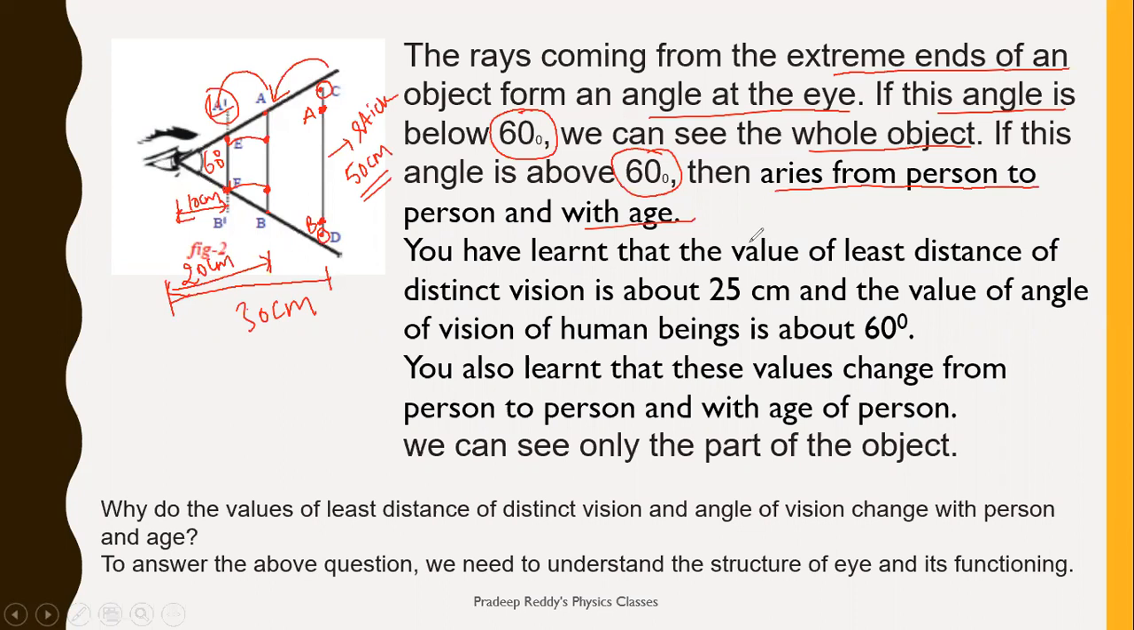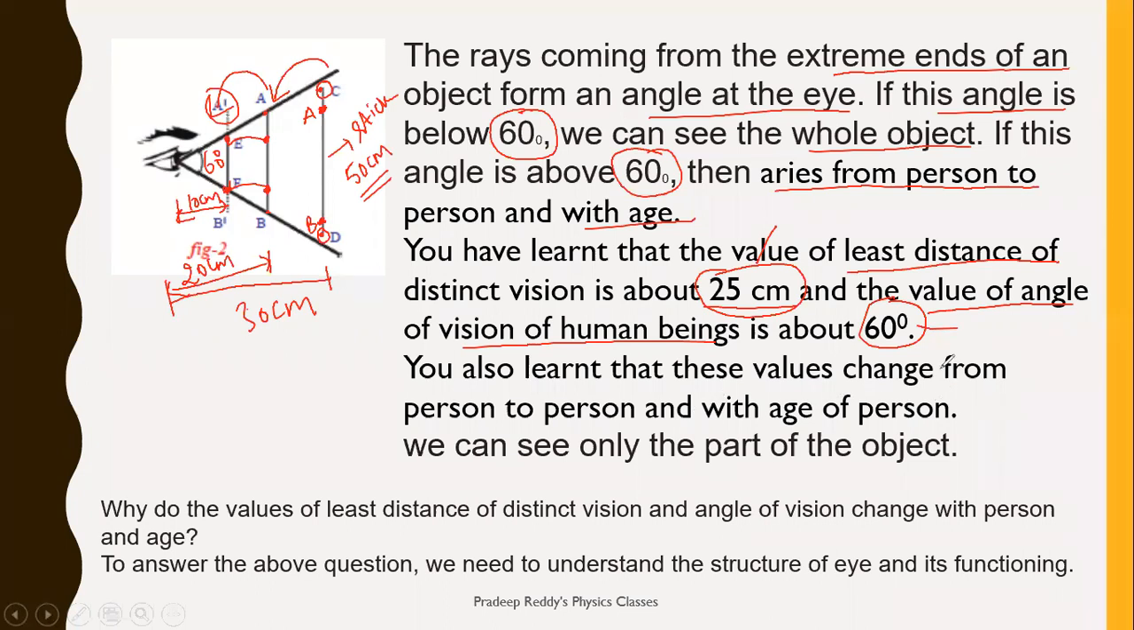Right? Now, you have learned that the value of the least distance of distinct vision is about 25 centimeter, and the value of the angle of vision of human beings is about 60 degrees. And these two values are fixed for a common eye. If there are any defects in the human eye, then 25 can vary and 60 degrees can also vary. But for an average normal naked eye, 25 centimeter will be the least distance of distinct vision, and the angle of vision is up to 60 degrees.